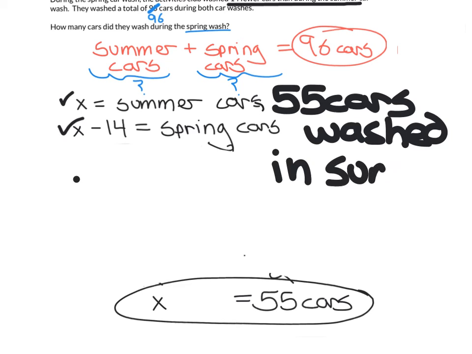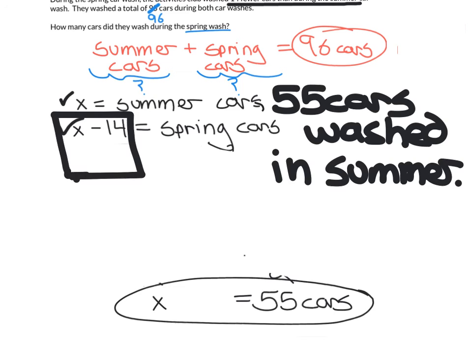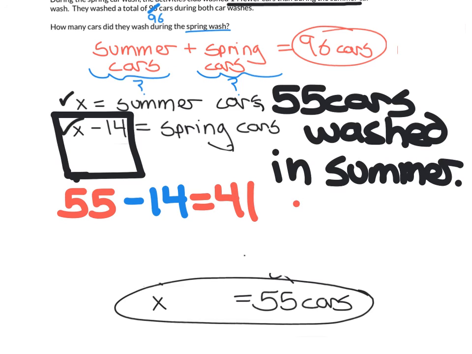Now, I want to know how many cars were washed during my spring wash. And I'm told that in my spring wash, I washed 14 fewer cars, or X minus 14, than what I washed in my summer wash. So that would be 55, my summer cars, minus 14, and that number is 41. So I washed 41 cars in spring.